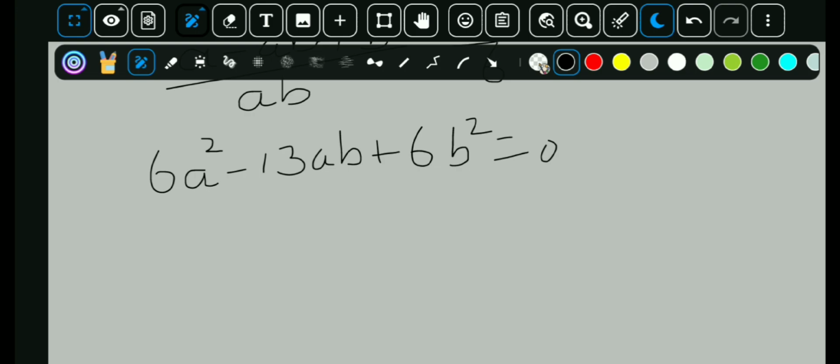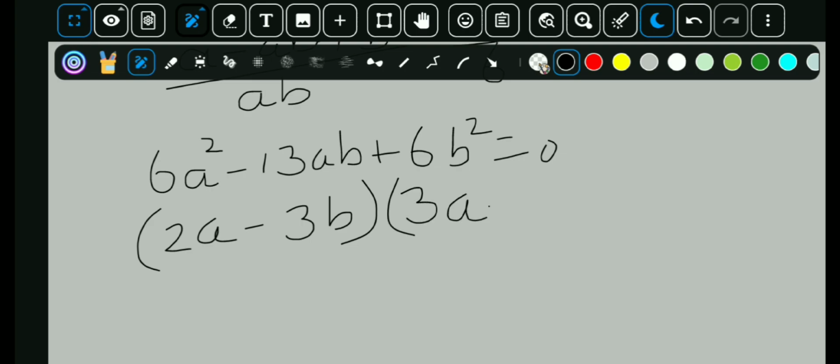Now once we get this equation, the first idea that comes to mind is to factorize it, because that is the most basic thing we have been learning from our junior classes. So let's go with it and factorize. If you factorize it in one step, it will be (2a − 3b)(3a − 2b) = 0.